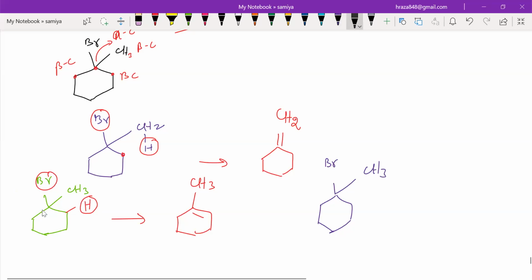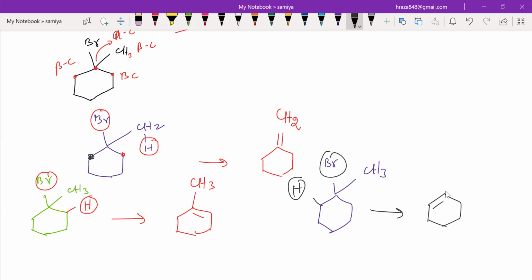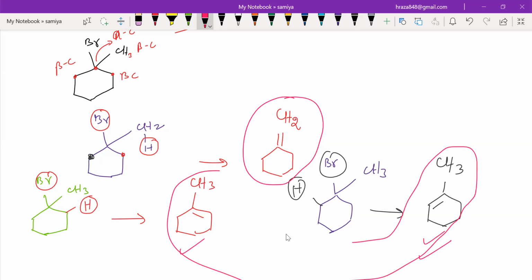Now again the third one, you can see this will be Br and this is CH3, and you know that this is also beta, this is also beta. So I'm going to take hydrogen from there and eliminate HBr from there. What will be the product? This will be the product. Can you tell me this and this are the same, yes or no? Yes, sir. It's the same. That means two products are possible. This one and this one.